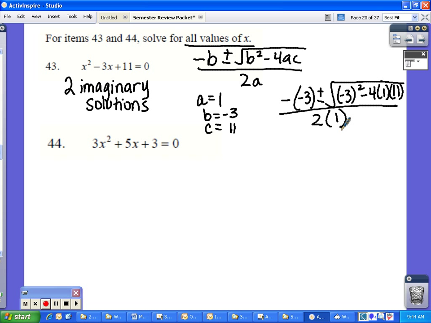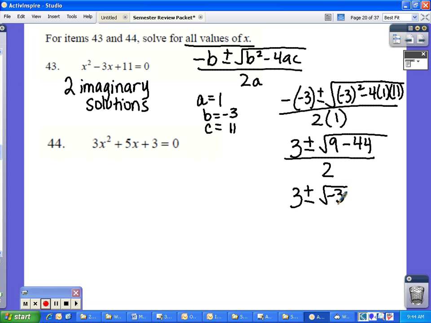Now you're going to simplify that. Negative negative 3 is positive 3, plus or minus the square root of negative 3 squared is 9, minus 4 times 11 is 44, over 2 times 1, which is 2. 9 minus 44 is negative 35, so that's 3 plus or minus the square root of negative 35 over 2.